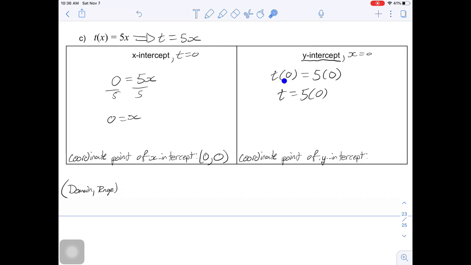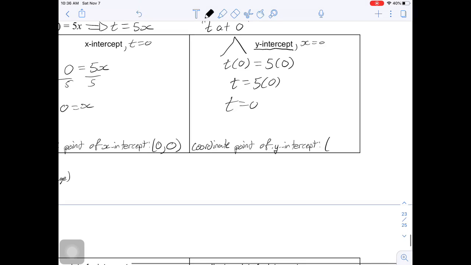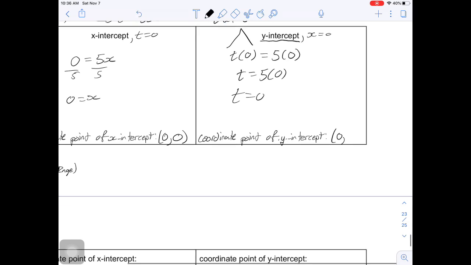Remember, these two things aren't multiplying. This is saying t at 0. That's a sentence right here: t at 0, right? And this is what t at 0 is. I'm just going to get rid of my function notation and simply represent it as t. And now 5 times 0, well, that gives me 0. So in this case, my domain value was x equaling 0, and my corresponding range value was 0.